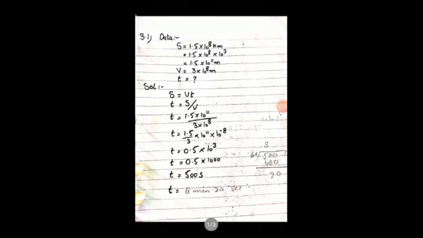Then velocity is given, 3 exponent 8 meter per second, and the last one, the time, is not given to you. Simply apply the formula s is equal to vt. Take t out, and put in the complete values. The answer is 500 seconds. To convert 500 seconds into minutes, we divide by 60.